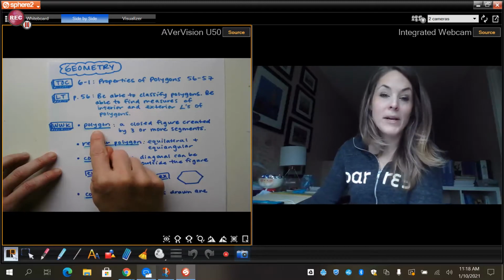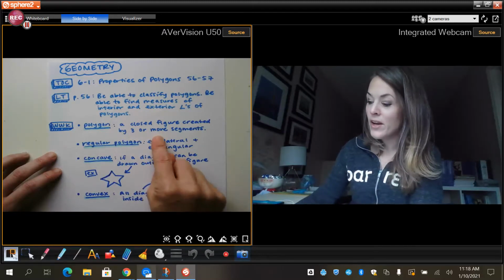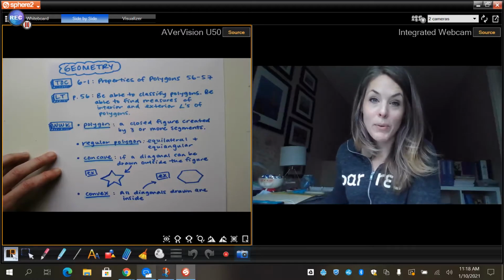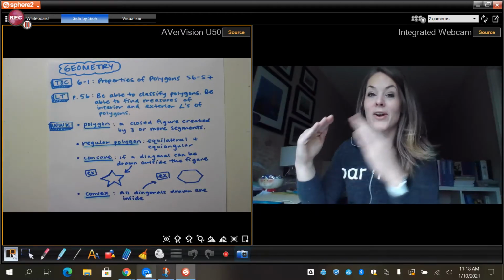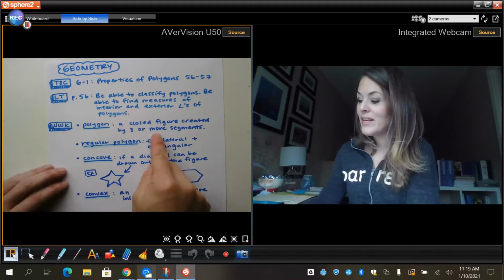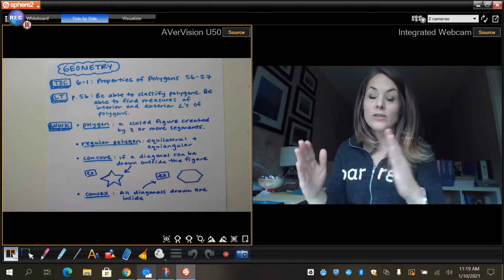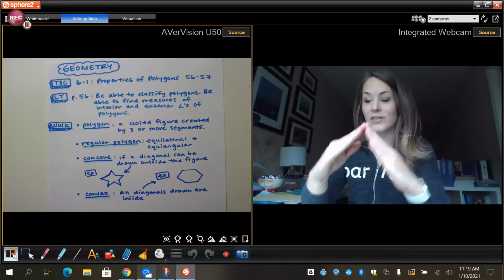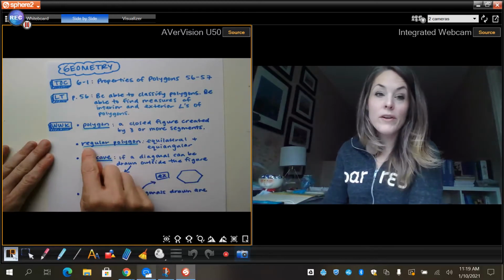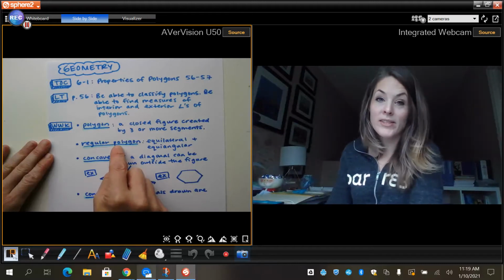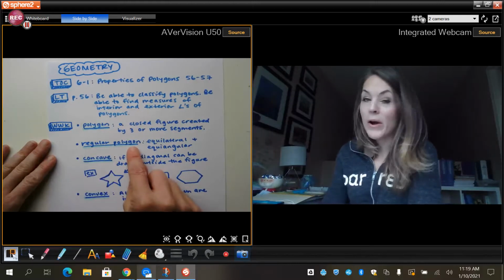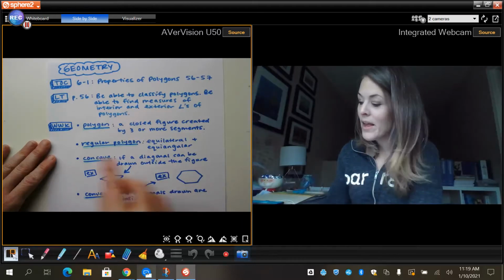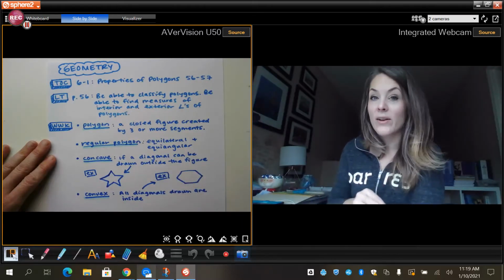But a polygon, by definition, is a closed figure created by 3 or more segments. Okay, so a circle is not a polygon. So polygons are created by linear segments, and it has to be closed. So every point has to meet with another point, and where they meet is called a vertex. We're going to focus a lot on regular polygons in this class. So a regular polygon is a polygon that is equilateral, so all the side lengths are the same, and equiangular, all the angles are the same.